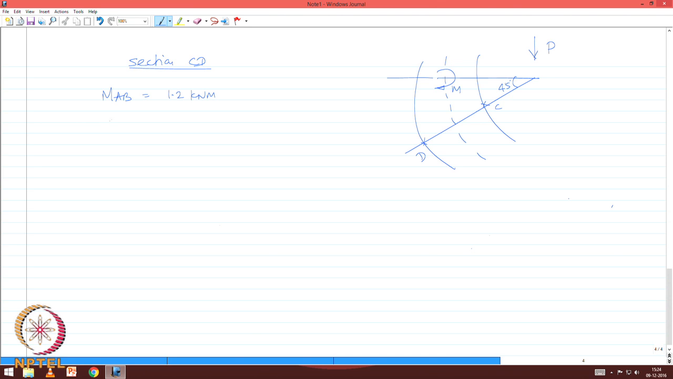kilonewton meter. Therefore, M along the line CD will be this moment times cos 45, which is 1.2 cos 45, which will be 0.85 kilonewton meter. Now, I also want the force normal to this, which I say as P normal. I have this force, which is P. Therefore, P normal will be again P cos 45, which will be 20 cos 45, which is 14.14 kilonewton.